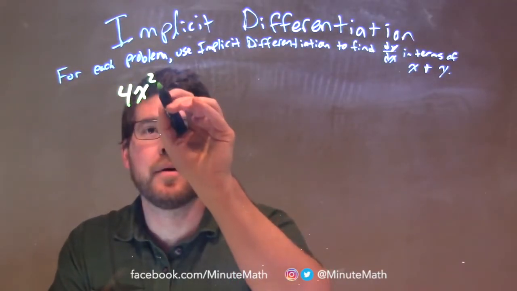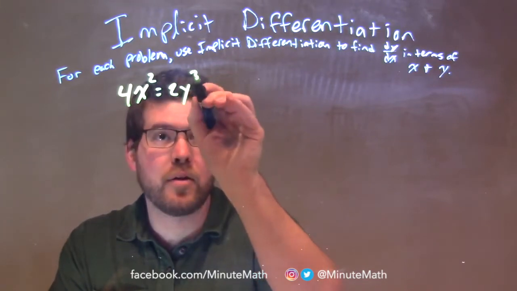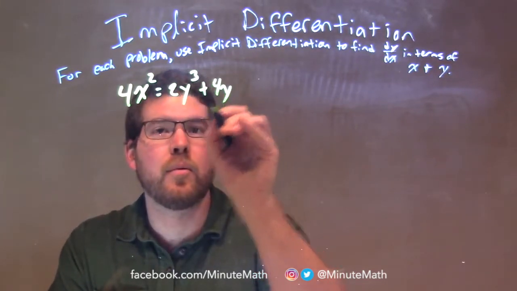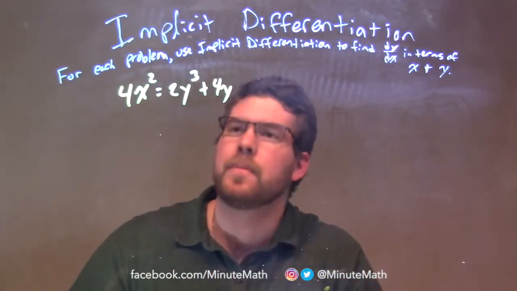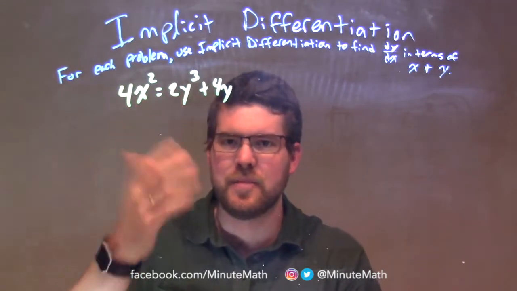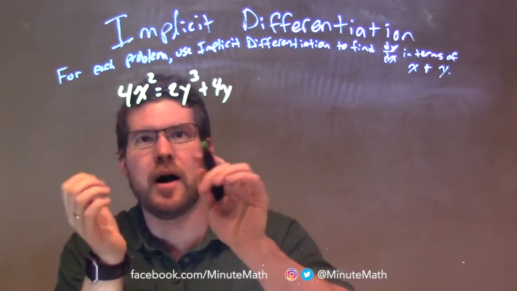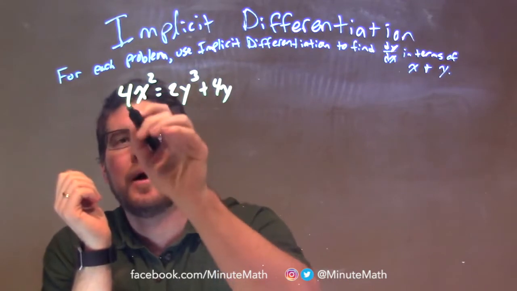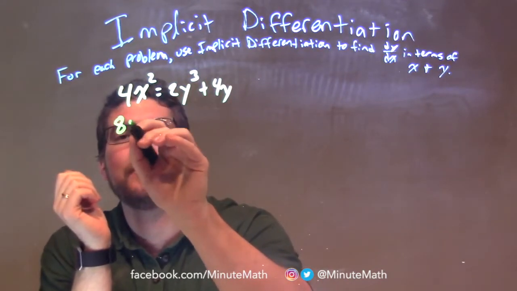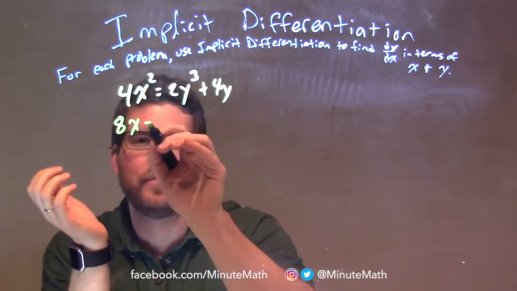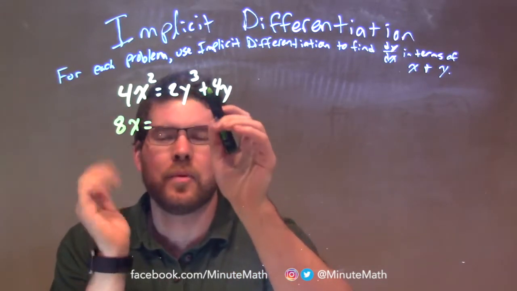4x squared equals 2y to the third plus 4y. Well, what I want to do, I'm going to use implicit differentiation, and I'm going to treat everything the same except for the y's. So 2 times 4, the power comes down, we have 8x, subtract 1 from the power, to the first power. Same thing with the y's, but we're going to have a little extra step.